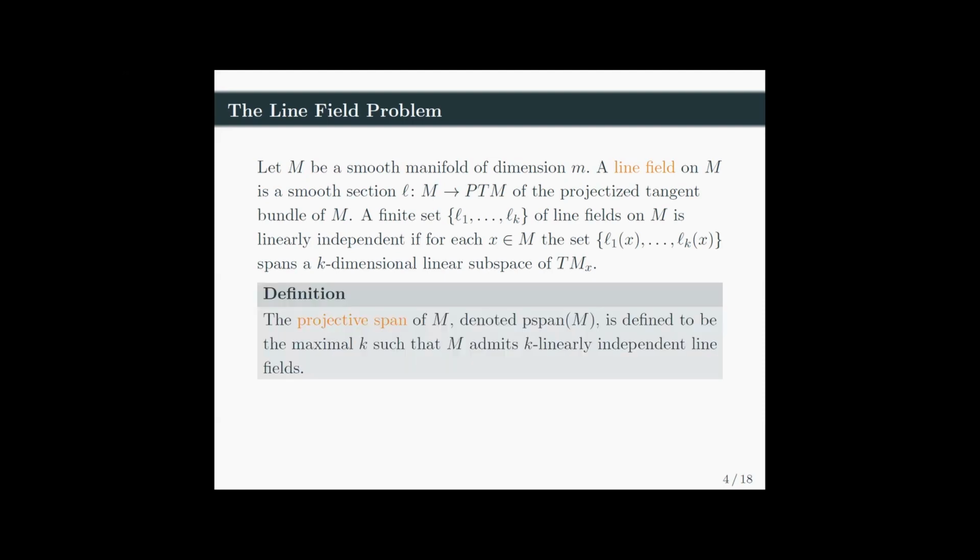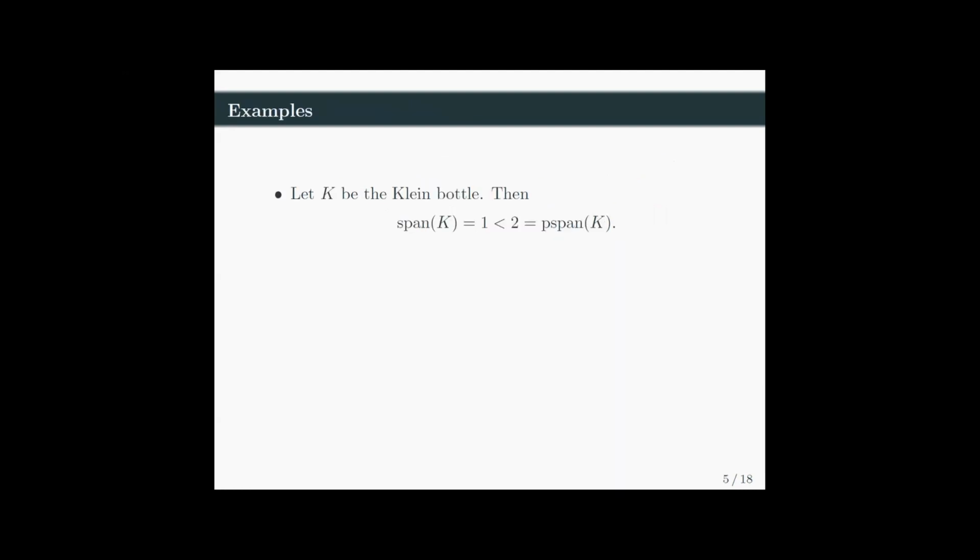And just as before, projective span is the maximal number of linearly independent line fields on the manifold. And just as before, projective span is at least k if and only if the tangent bundle admits a subbundle that is a direct sum of k line bundles. We really have very few manifolds for which we know the projective span, at least in any interesting cases. It's not too hard to compute the projective span of surfaces and three-dimensional manifolds. This is just a simple example where the span is different from the projective span.